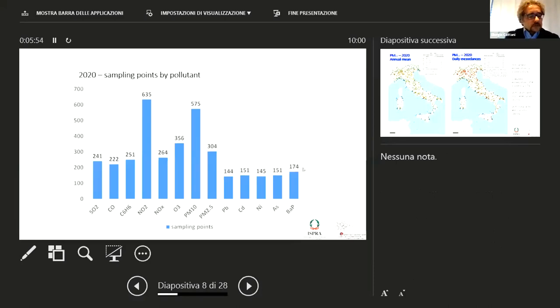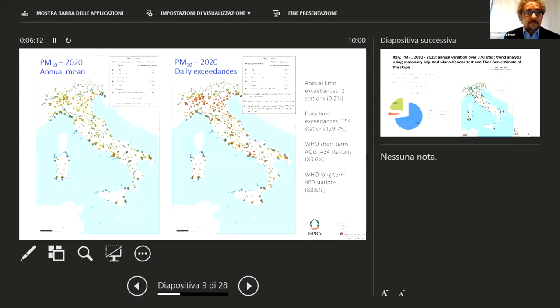for each pollutant that is to be evaluated in the framework of the EU directive. So, what is the situation of air quality in Italy as for the year 2020? We still have a large number of exceedances for PM10, particularly for the daily limit, which is 50 micrograms per cubic meter, not to be exceeded more than 35 days per year.